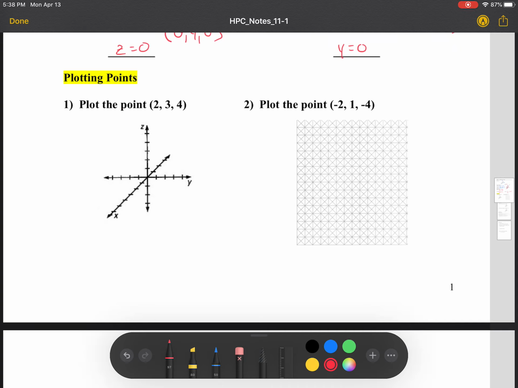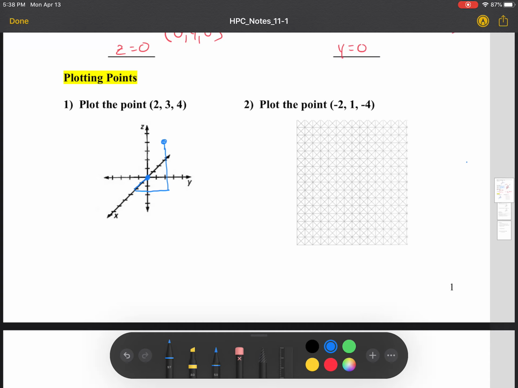All right, again, plotting points. So here's another example. We have (2, 3, 4). Okay, so we're going to start at the origin. We're going to come out 2. We're going to go over 3. And then we're going to go up 4. About right there. Okay? And that's all you got to do to plot that point.